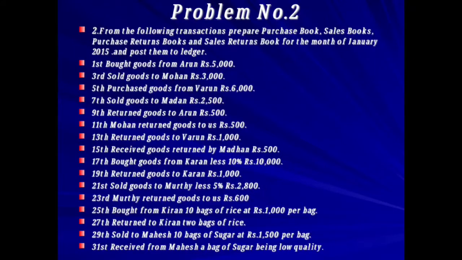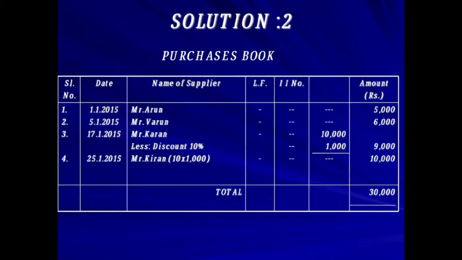Bought goods from Arun for rupees 5,000. Bought goods, clearly they have said purchased, right? Bought means what it is? Purchased. So it will be recorded in the purchase book. Okay. So see, it is a purchase book.